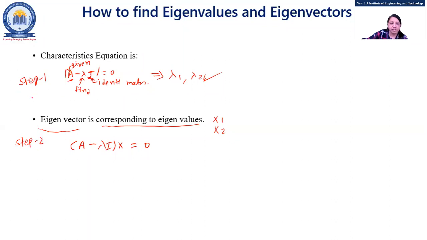From step 1 you will have lambda, which may be more than one value. That lambda value you have to put into this equation, and according to that you are supposed to find x, which is the eigenvector. So just two equations you need to remember. A minus lambda I equal to 0 is called the characteristic equation, and from that you find lambda. A minus lambda I into x equal to 0, from that we find the eigenvector. If there are two eigenvalues, we will have two eigenvectors.